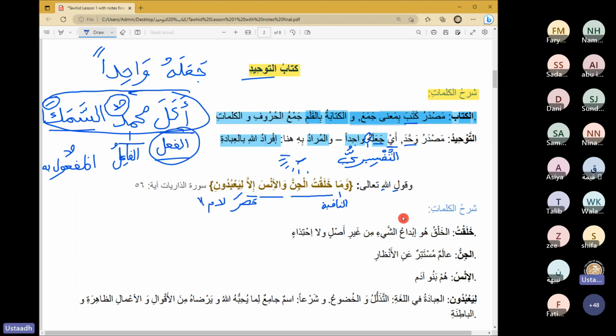لام العلة أو تعليل, same thing. لام العلة, i.e. illa liya'budun. So al-illa is for the reason or the cause. So if we look at the ayah, and I did not create the jinn and mankind except, and the reason, li, liya'budun, so that they should worship.